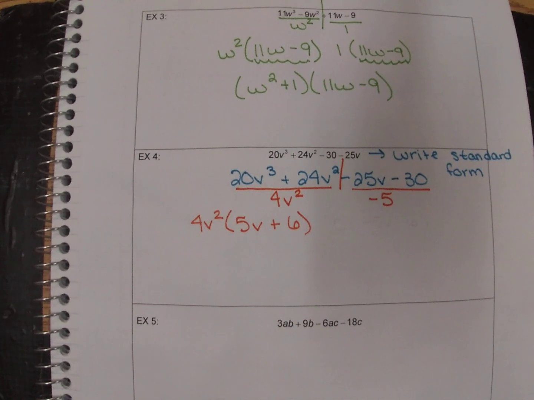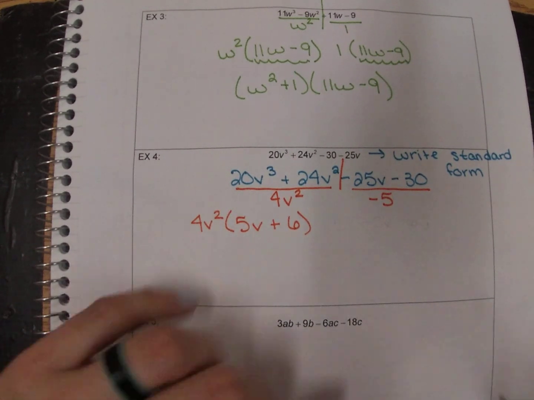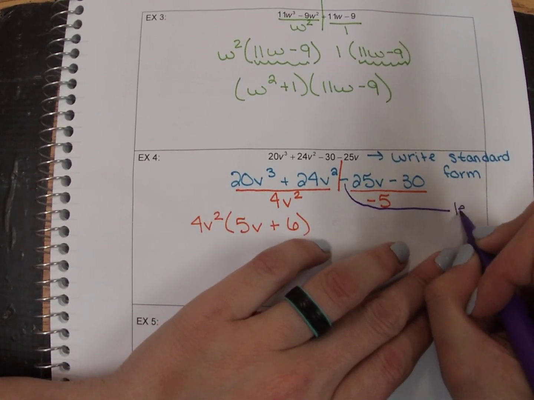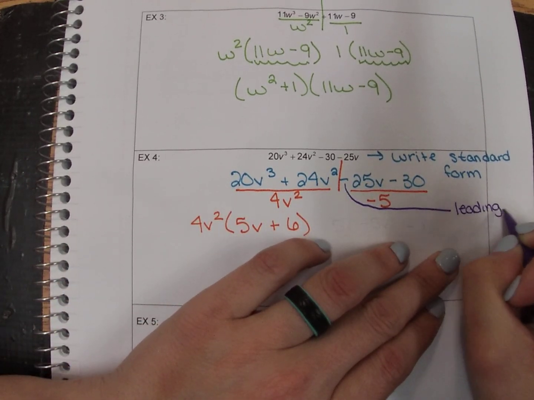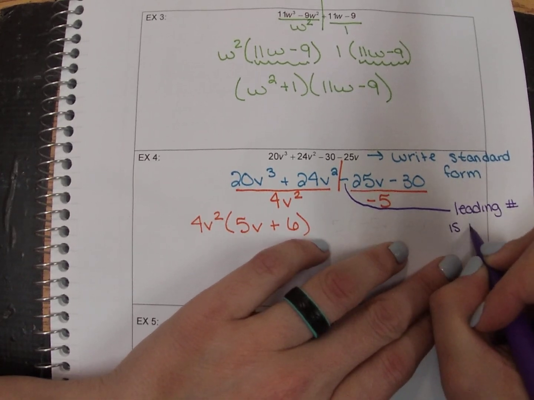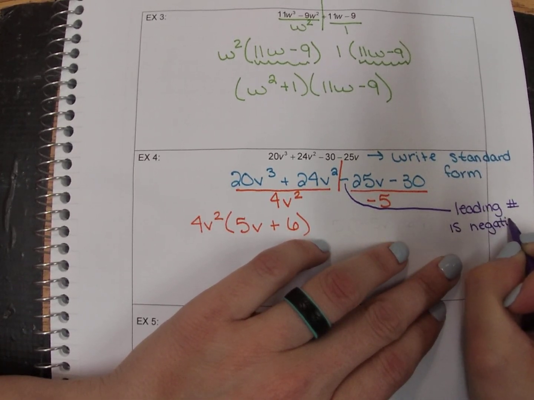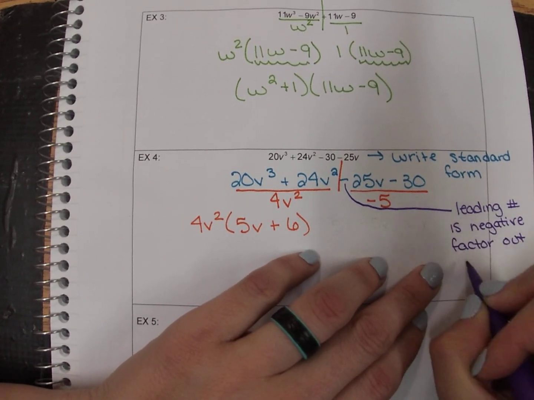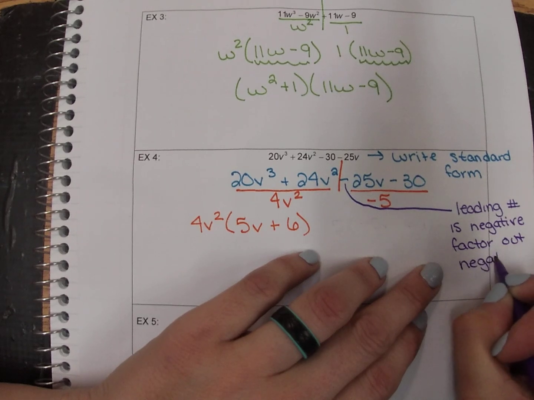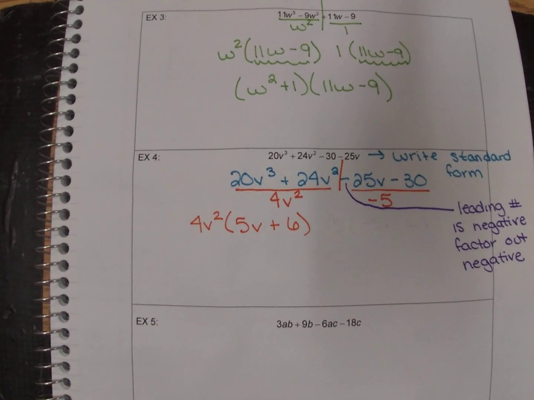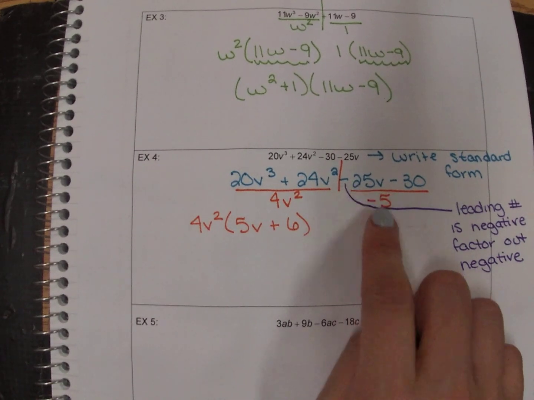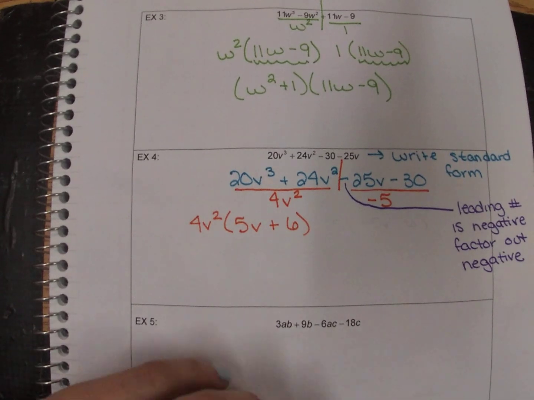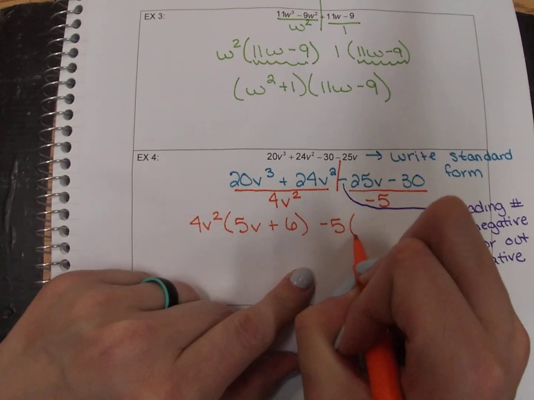But the key piece to this is that right here, if our leading number is negative, then we are going to factor out a negative. So if in this second half, this first one is negative, that then means whatever our GCF is, we want to make that negative. So instead of a positive 5, that's going to be a negative 5.